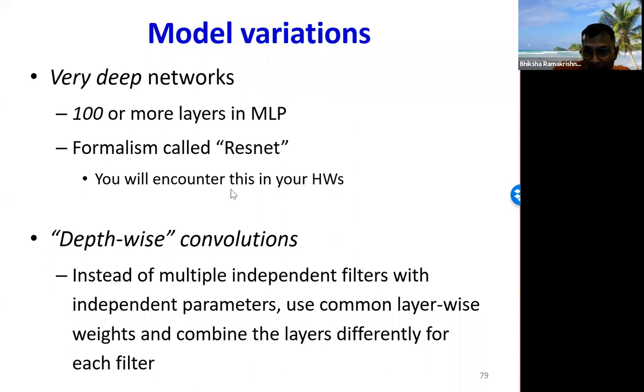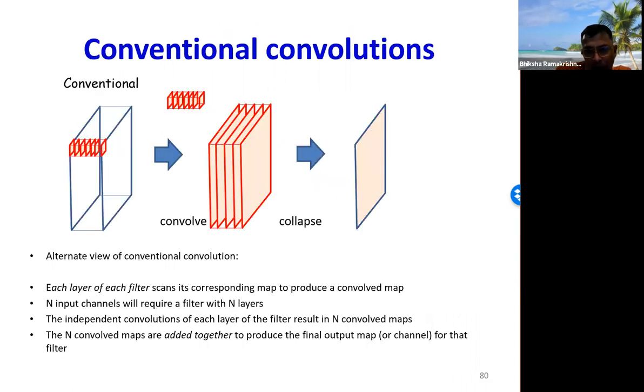They have very deep networks with tens or hundreds of layers. These are generally composed into ResNets. You're going to encounter this in your homework. One particularly useful variant is depth-wise convolution. This is a common approach to reduce the number of filter parameters. Instead of multiple independent filters with independent parameters, we use a common set of layer-wise weights and combine the layers differently for each filter. So to understand depth-wise convolution, let's look at conventional convolutions again.